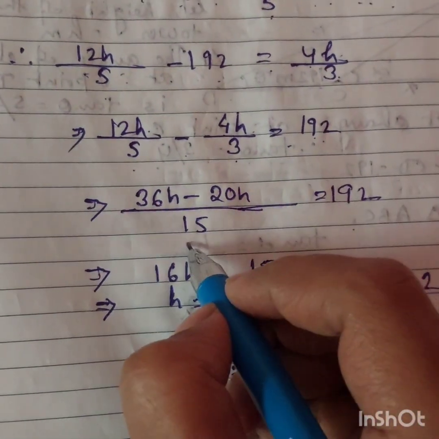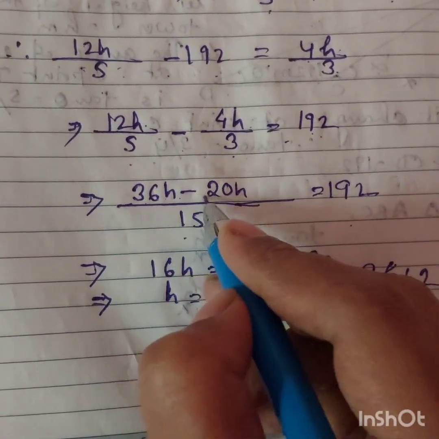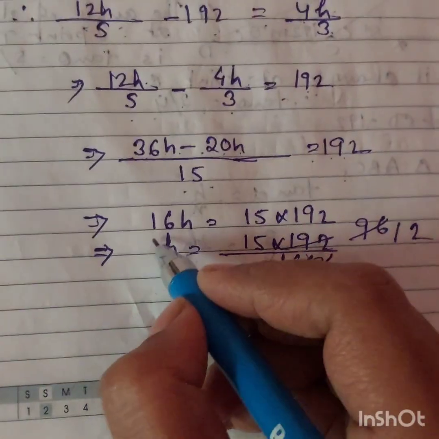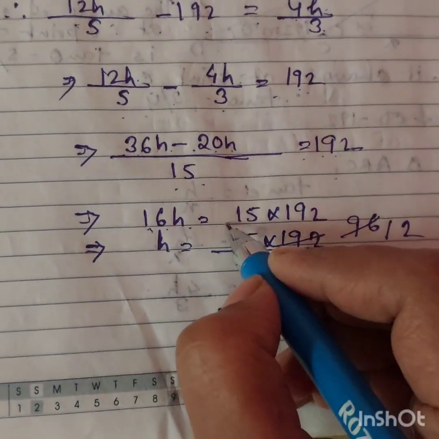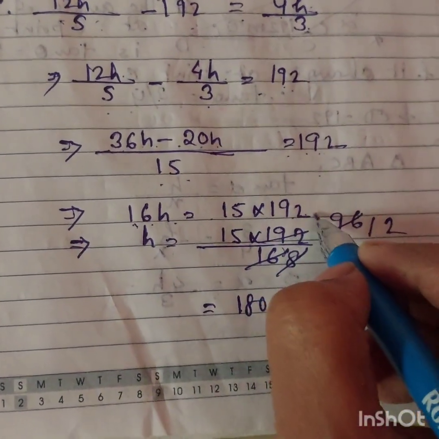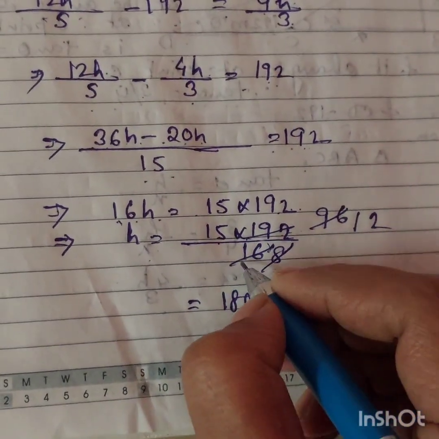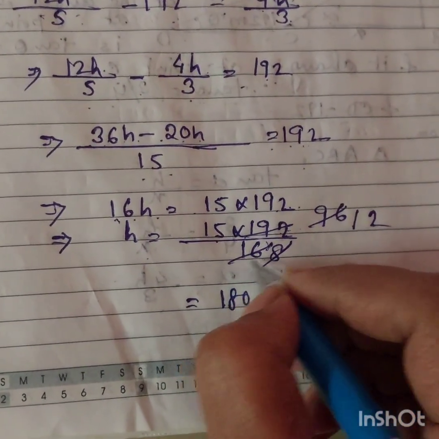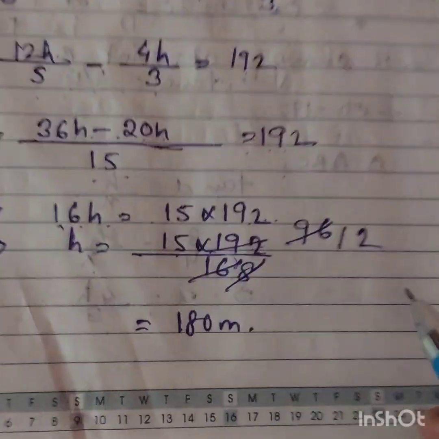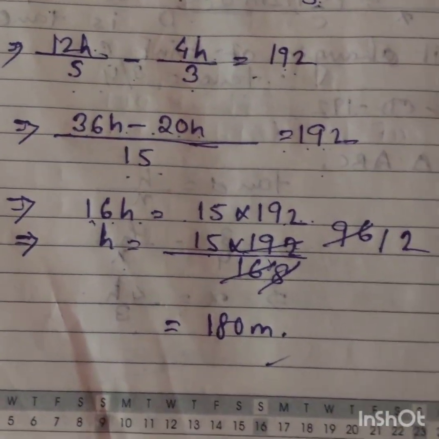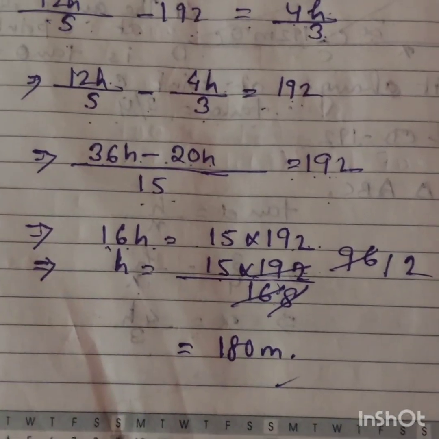Now do the LCM, that is 15. 36h minus 20h equal to 15 into 132. So that implies 16h is equal to 15 into 132, so h equals 15 into 132 by 16. After calculating it, you will get 180 meter. Okay.